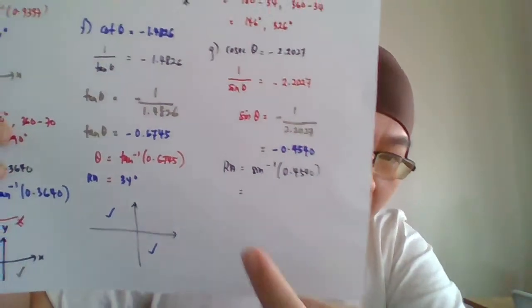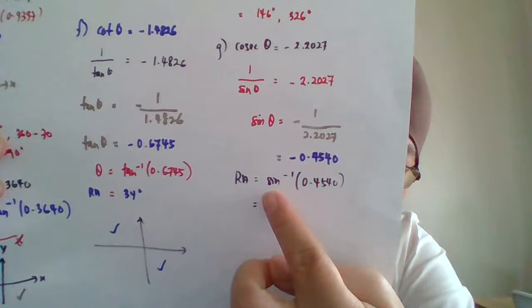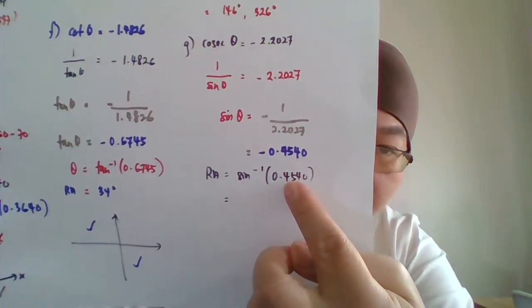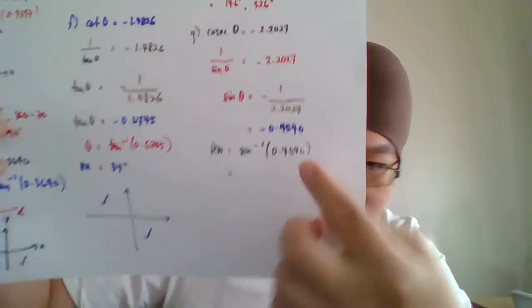Okay, now calculate for me the RA of this sin theta. I leave it for you to calculate for me. RA equals to, we need to inverse the sin theta, but do not put the negative inside the calculator, just put the positive value. So now someone calculate for me how much the answer for RA here. Sin inverse bracket 0.4540. Okay, how much the answer here?